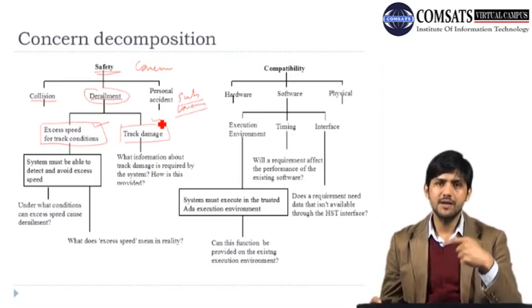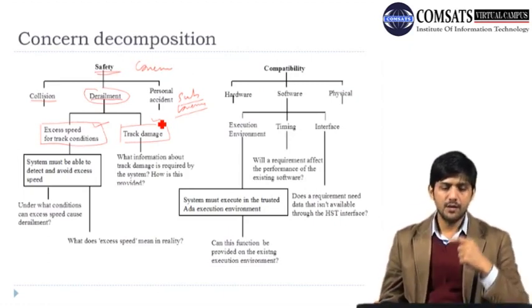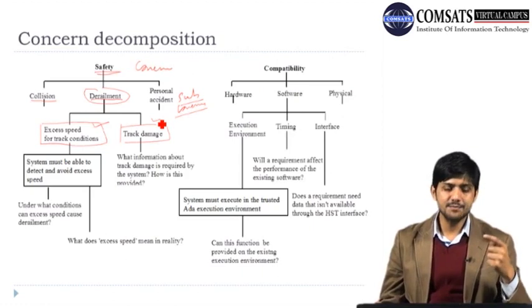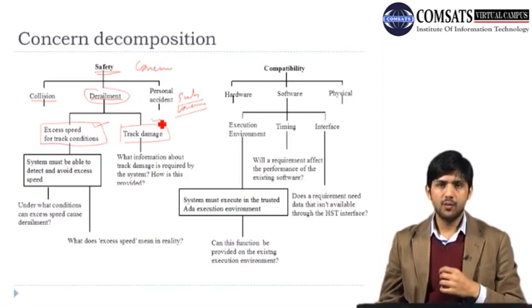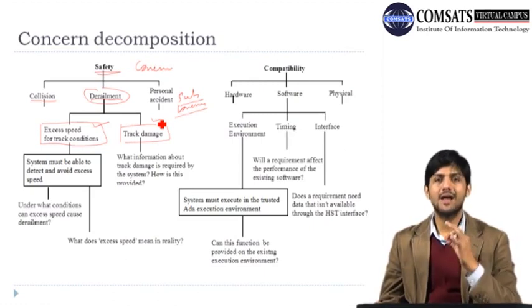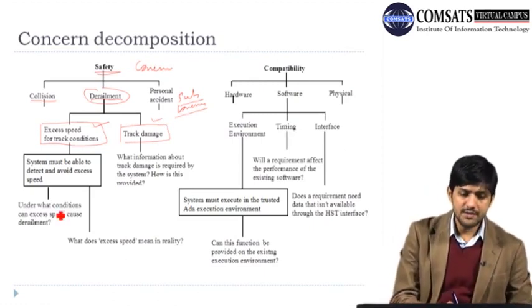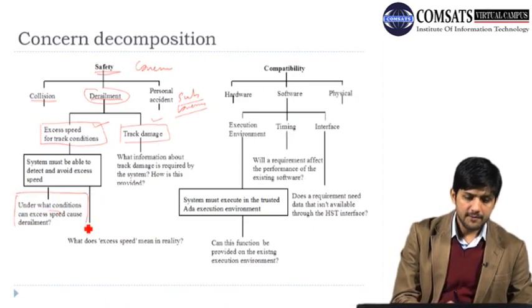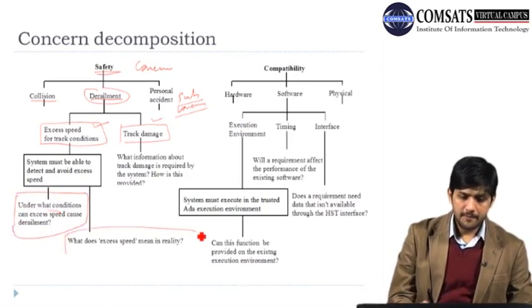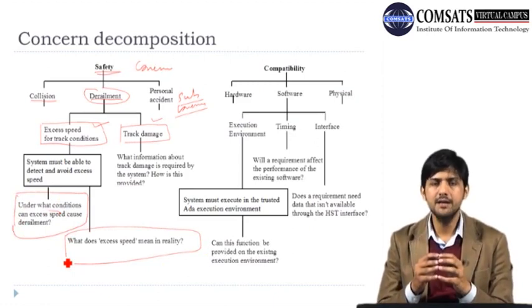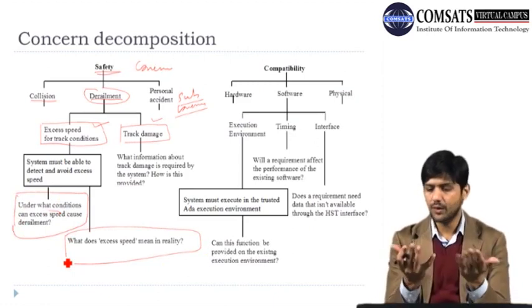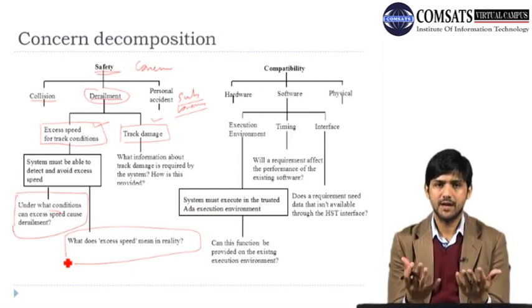That now becomes a very direct question for the client: under what conditions can excess speed cause derailment? Okay, so that is one question. And what does excess speed mean in reality? Now these two are very important, that as a requirement analyst, I need to completely understand what is the main concern of the client.